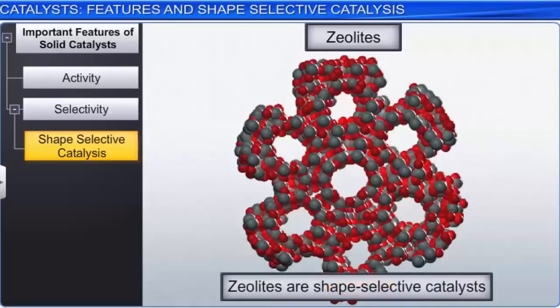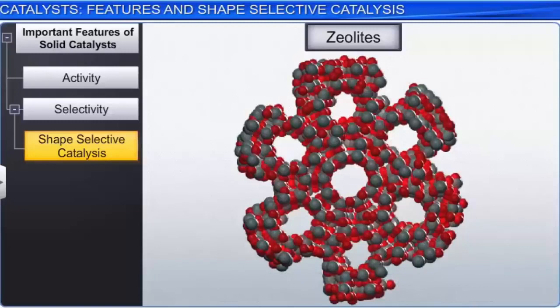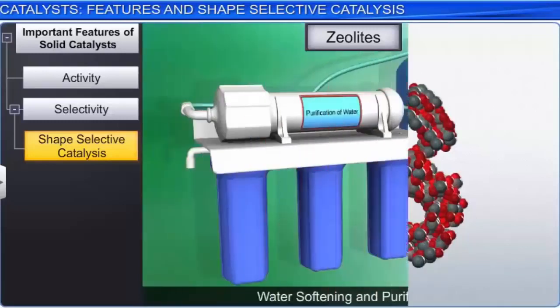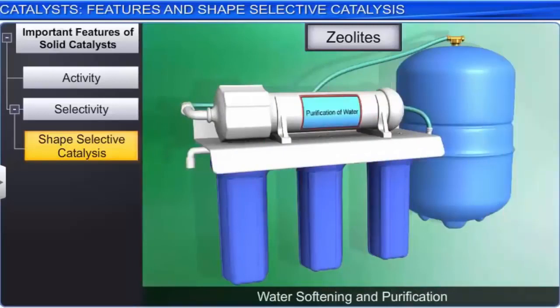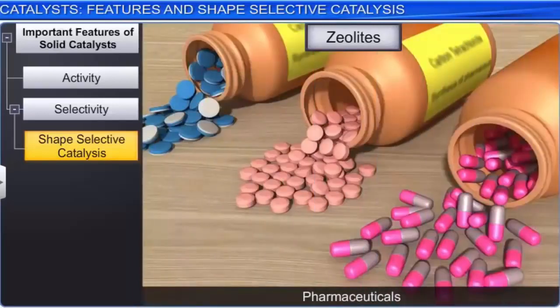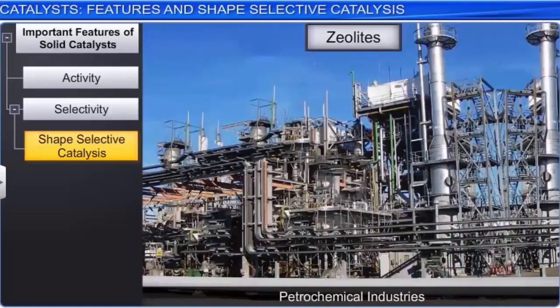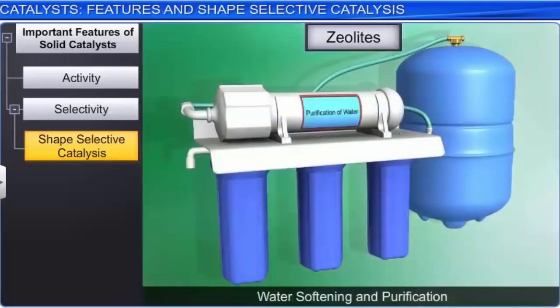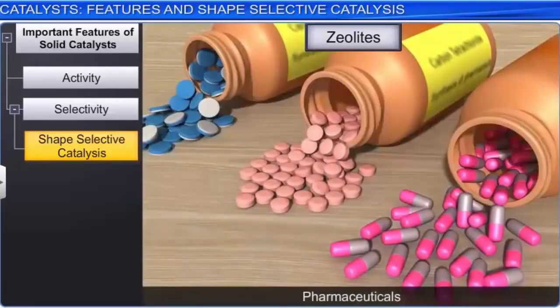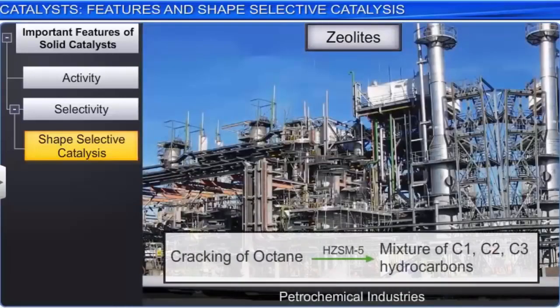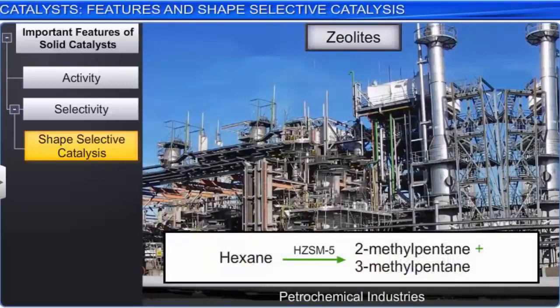Because of their unique porous properties, zeolites find applications in a variety of processes. Zeolites are commonly used in water softening and purification, in synthesis of high-value pharmaceuticals, in petrochemical industries for cracking hydrocarbons, for isomerization, and in fuel synthesis.